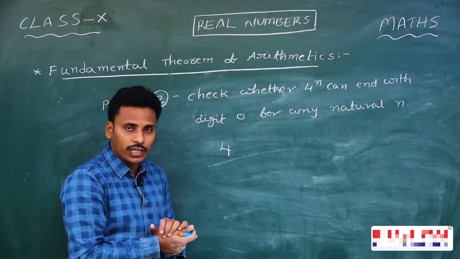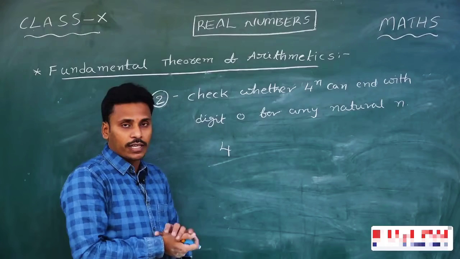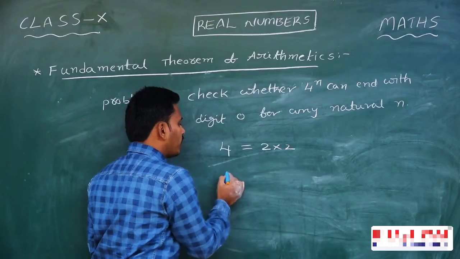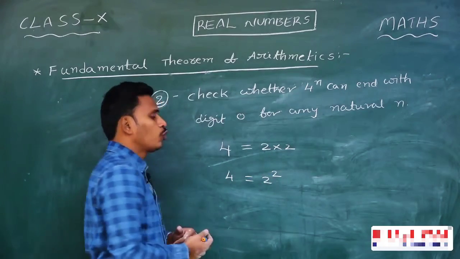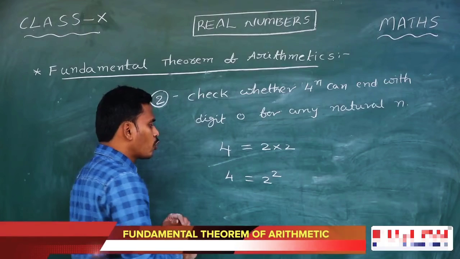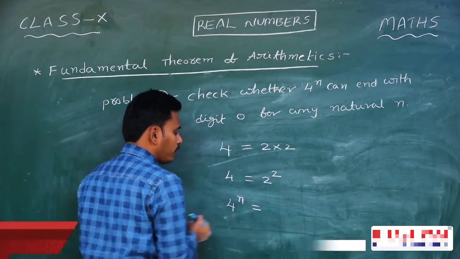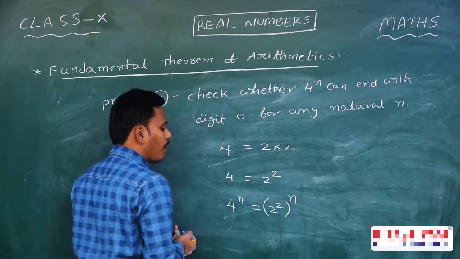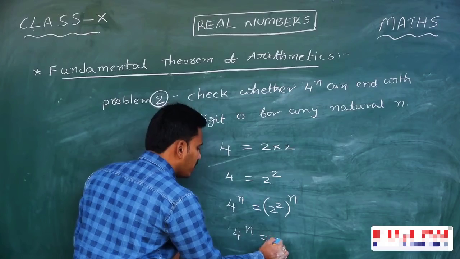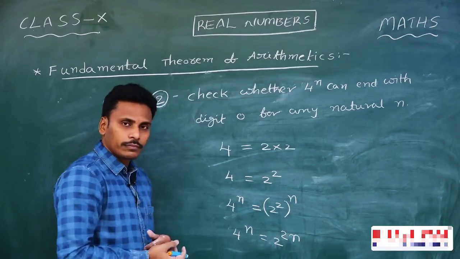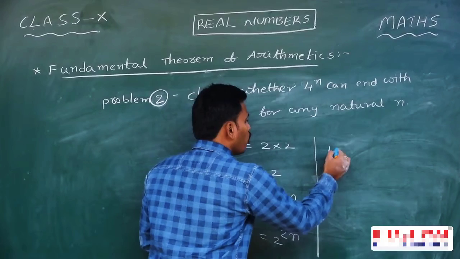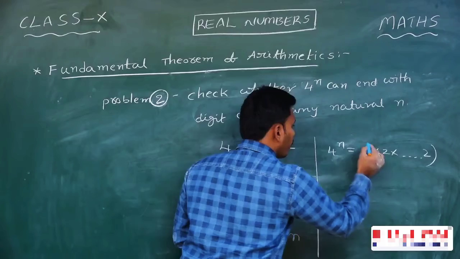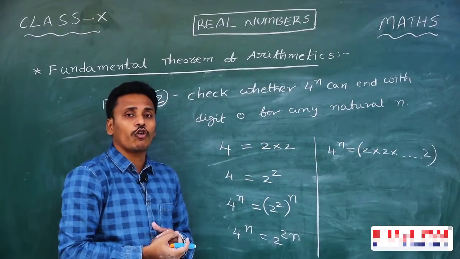Since 4 is composite, by the statement 4 can be expressed as a product of primes. As simple as that, 4 is 2 into 2, which is nothing but 4 equals 2 power 2, 2 square. Since 4 is equal to 2 square, and you write 4 power n, if you apply power n on both sides, 4 power n is 2 power 2, all power n, and that is 4 power n equals 2 power 2n. That means if you look at 4 power n, its prime factorization contains only 2's. There is no 5 in the prime factorization of 4 power n.